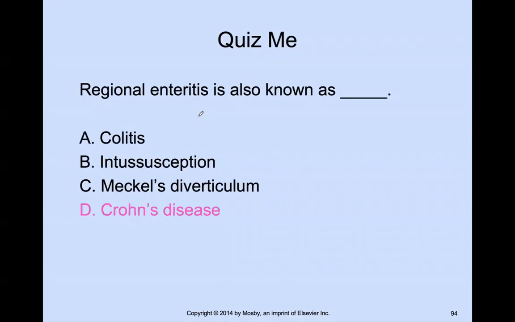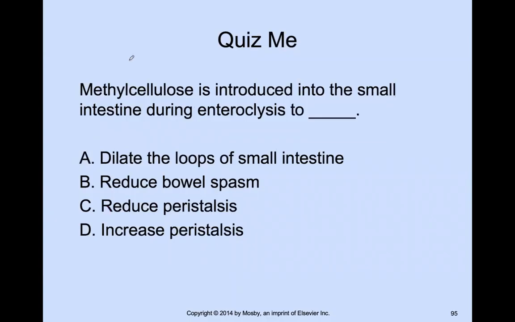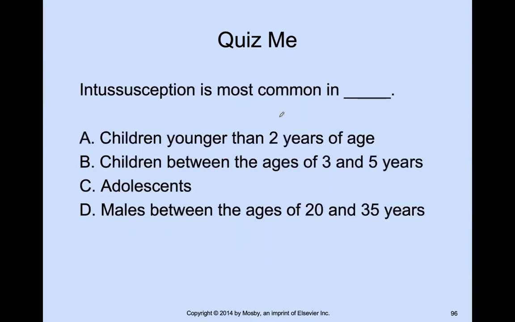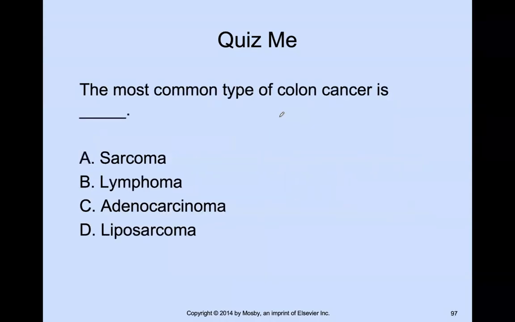And then this is a little quiz for you guys. Regional enteritis, also known as Crohn's disease. Methylcellulose is introduced into the small intestine during the enteroclysis to dilate the loops of small intestine. Intussusception, and we didn't talk about this, but it is in the book. Intussusception is most common in children younger than 2 years of age. The most common type of colon cancer is adenocarcinoma.